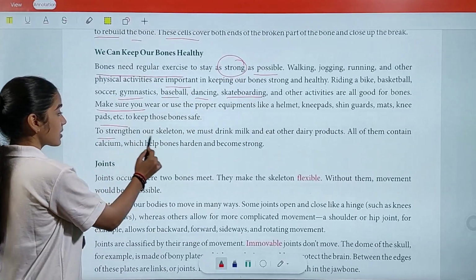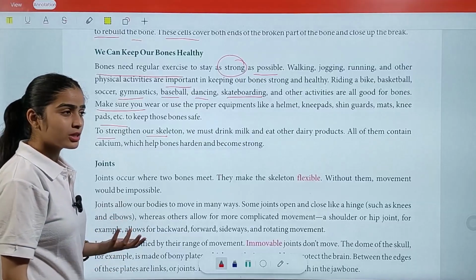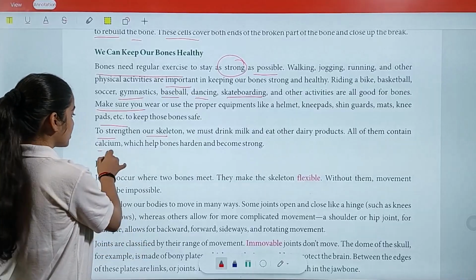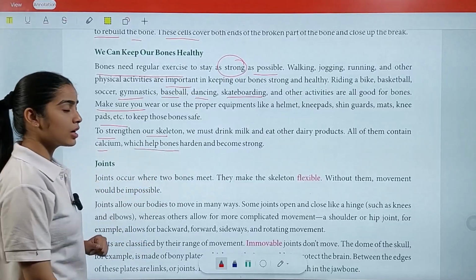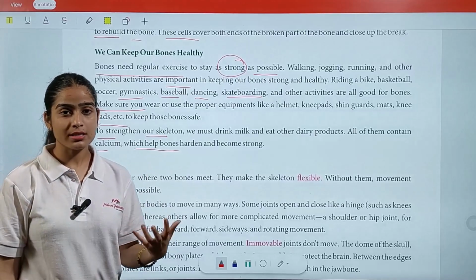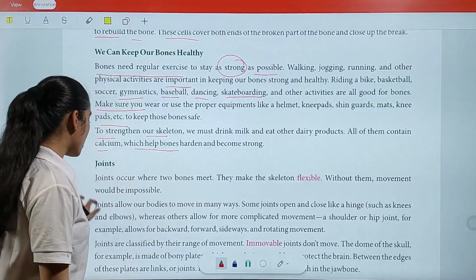To strengthen our skeleton, we must drink milk and eat dairy products like paneer. All of them contain calcium, which helps bones harden and become strong. So basically you just need to take more and more calcium, or calcium-rich foods, to protect your bones.